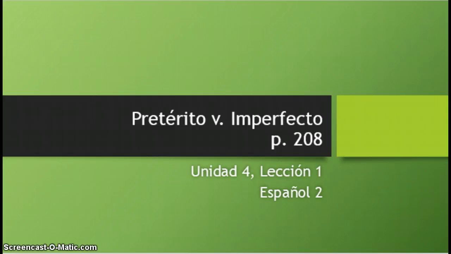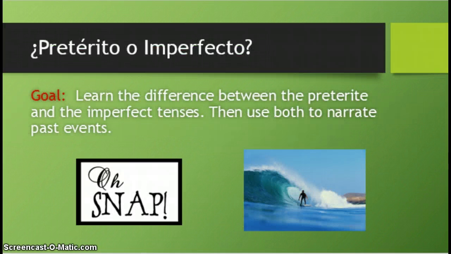Estamos en página 208 del libro Avancemos, de la unidad 4, lección 1. ¿Pretérito o imperfecto? Es la pregunta. La meta, our goal for this chapter is to learn the difference between the preterite and the imperfect tenses that we've been studying. Once we know the differences, we will be able to use them to narrate past events. Mira las fotos.